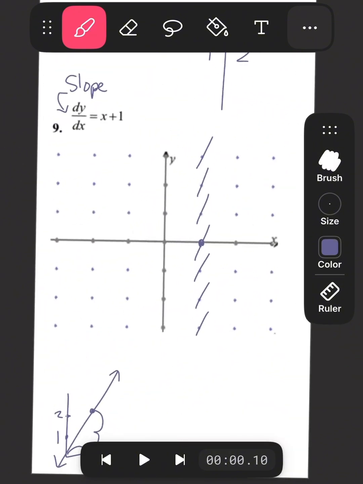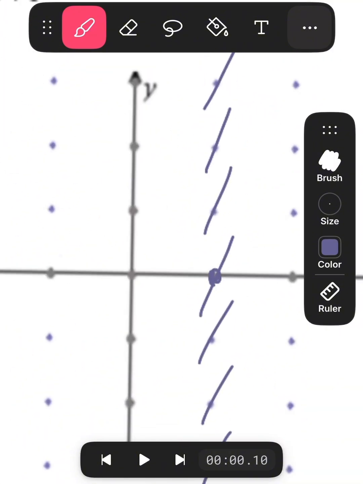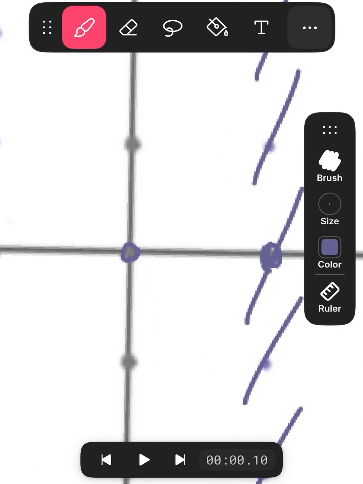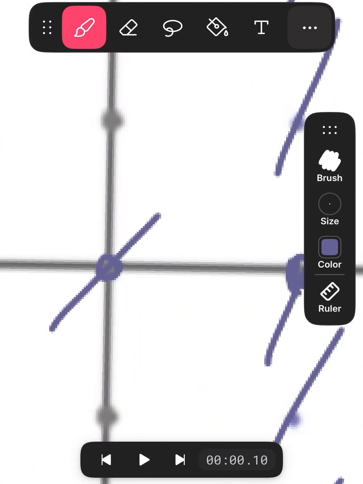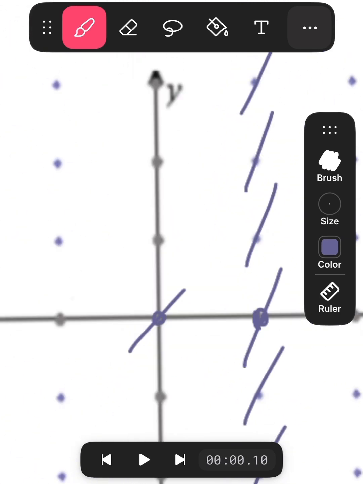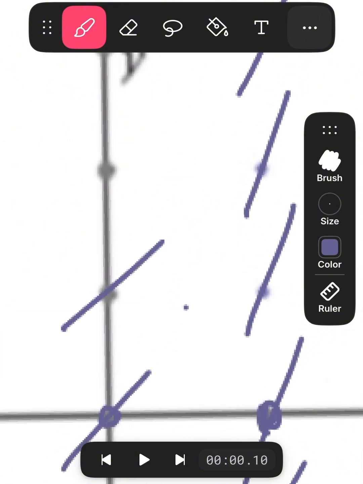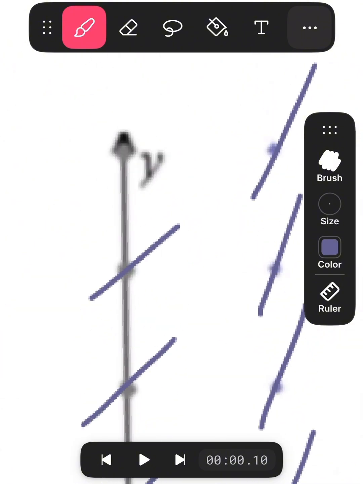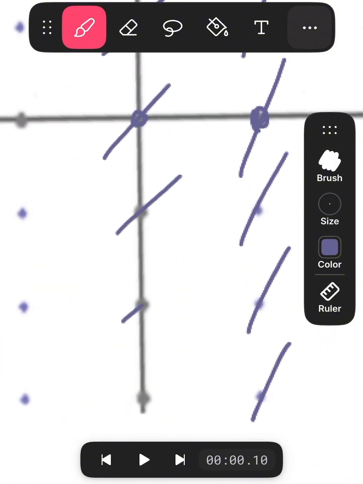But anyway, let's just do 0. We haven't done 0. So let's do 0 comma 0. 0 plus 1 is 1. That's your parent function, your typical linear line. And that's going to be true all the way across because x is always equal to 0 along the y-axis, and the y values aren't affecting the slope.